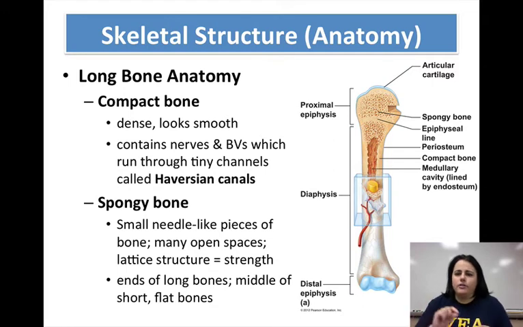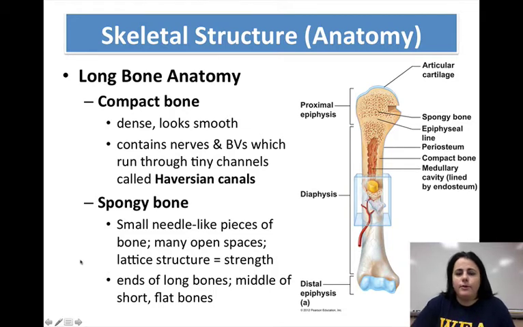One of the cool things about spongy bone is that their little lattice-like structure, their spongy structure, those little structures are called trabeculae, which you don't need to know, and the word translates to beams. So you have these lattice-like beams. It actually gives quite a bit of strength to spongy bone. Spongy bone is a lot stronger than compact bone.